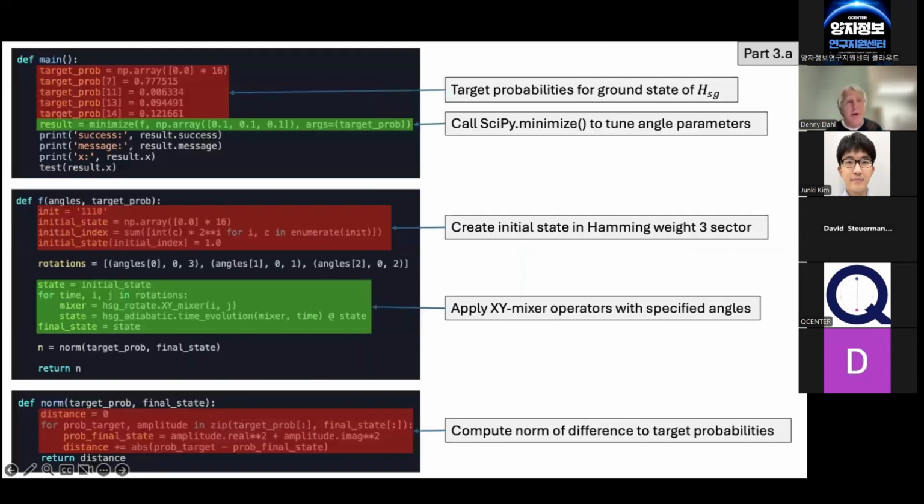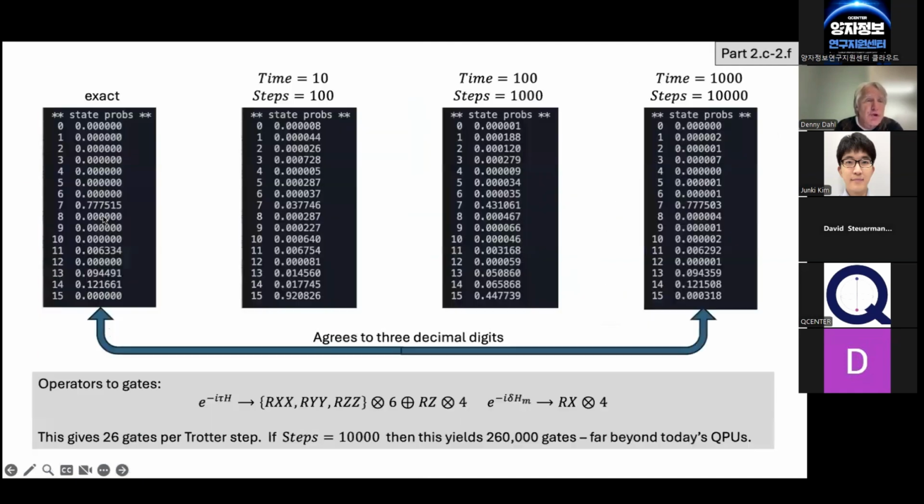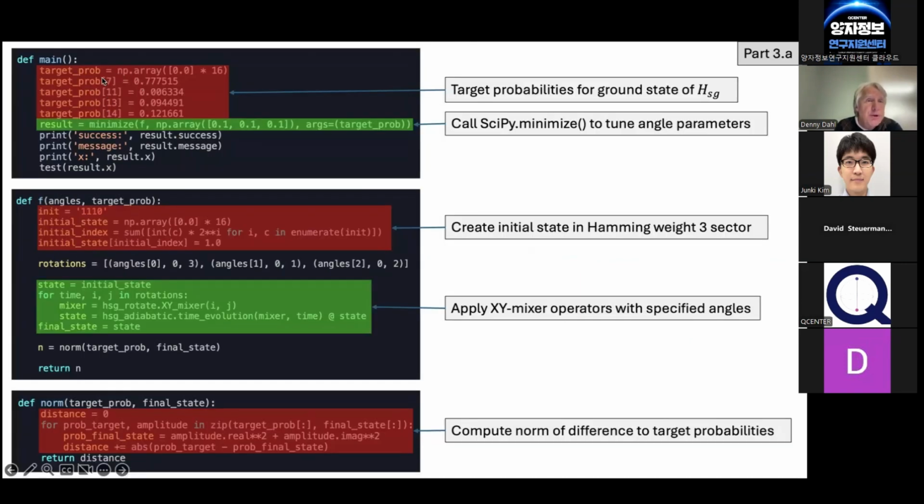So here's a little bit of code that I wrote that performs this operation. My main routine here sets up the target probabilities, and these 4 numbers here should look familiar to you. These are the probabilities that showed up back here in this chart right here. So this is what I'm aiming for, and I'm trying to find the right angles in my mixer operators that will take me to these probabilities here. So this is my target.